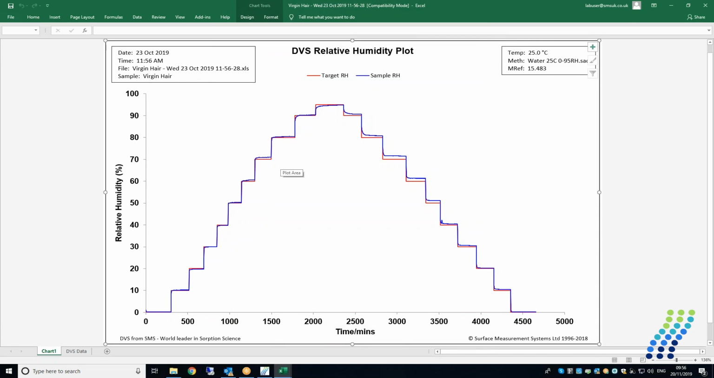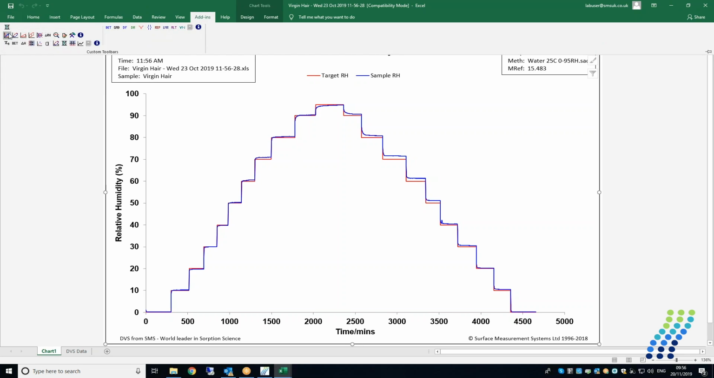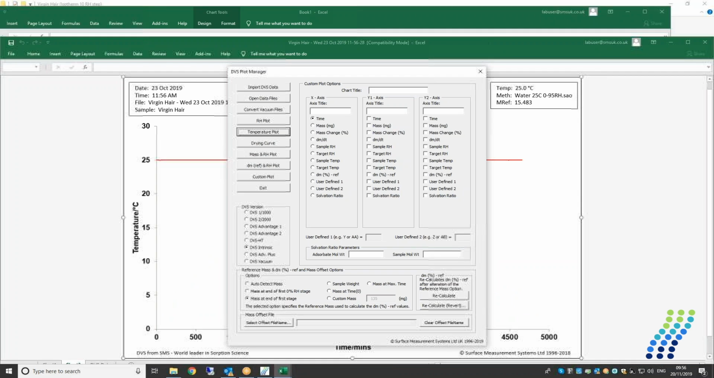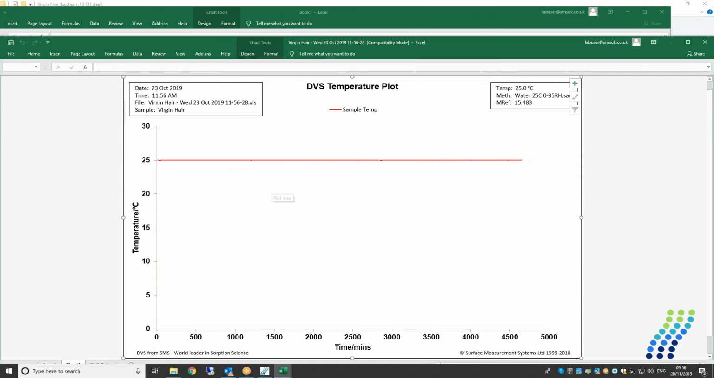Here it's possible to compare the target relative humidity set by the control software and the measured RH, which is the relative humidity during the experiment. Ideally, these two should be both in agreement with very little discrepancies. Next, we have the temperature plot. This shows the temperature stability during the experiment, and as you can see here, the temperature is stable at 25 degrees.